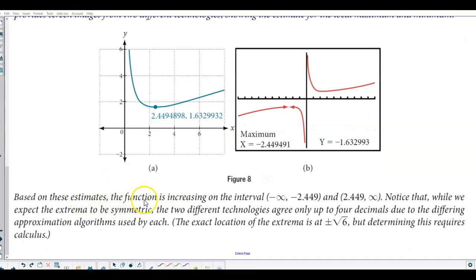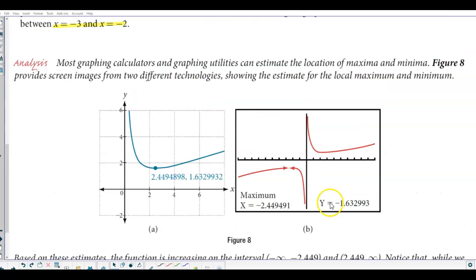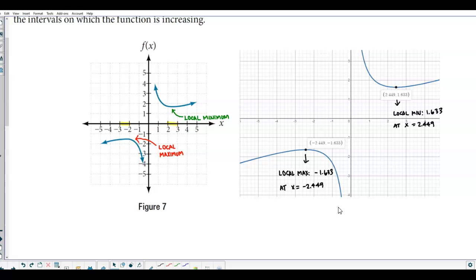Based on these estimates, the function is increasing on the interval from -∞ to -2.449 and from 2.449 to infinity. Again, it's asking us where it is increasing. If we start here at -∞, it's increasing until we get to -2.449. So let's write down where it's increasing. The interval goes from -∞ to -2.449, and then it's also increasing from 2.449 to +∞.